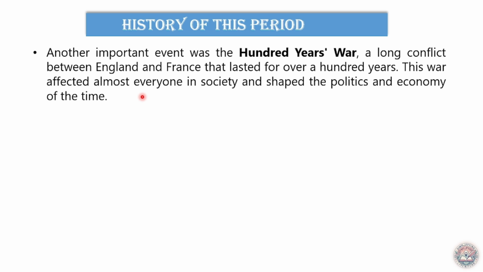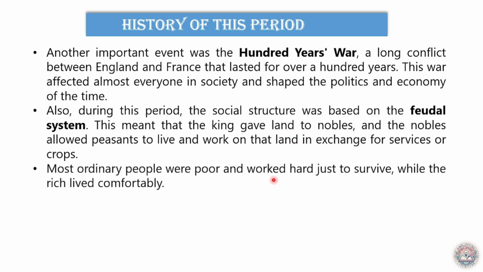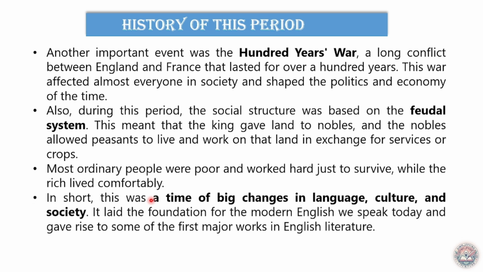Also, the social structure back then followed the feudal system. This meant the king gave land to the nobles, and the nobles had peasants working on it in exchange for food and services. Most common people were poor and worked really hard to survive, while the rich people lived comfortably. So this period was full of changes politically, socially, and culturally.